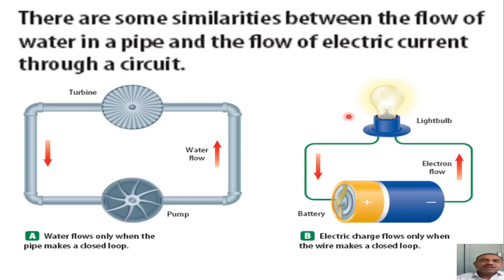Now there are some similarities between the flow of water in a pipe and the flow of electric current through a circuit. These two figures will help us. Figure A describes how water is flowing. For the flow of the water, there must be a closed loop, then only the water will flow.